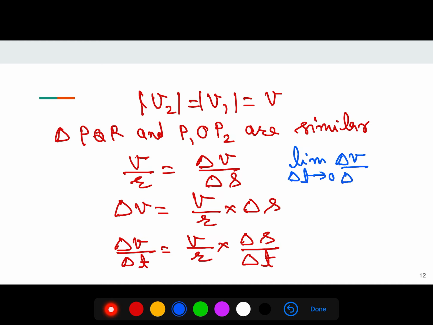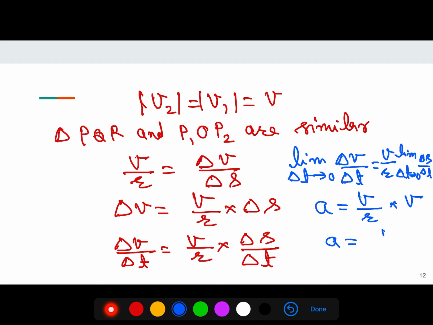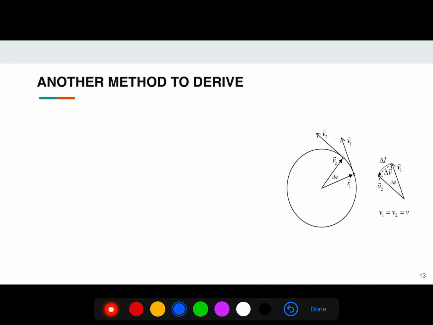Delta V by delta T is equal to V by R, limit delta T tends to 0, delta S upon delta T. It will be acceleration, and this will be the velocity. So acceleration is equal to V square by R. That is centripetal acceleration, V square by R, and V is equal to, we know, R omega, where omega is the angular velocity.